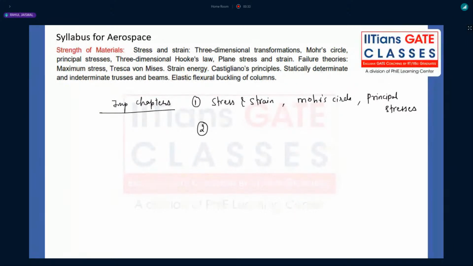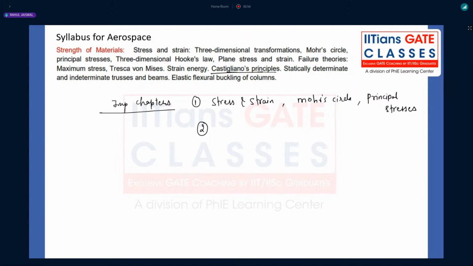Then we'll be having what? Castigliano's principle. Here, Castigliano's principle means what? With the help of Castigliano's principle, we will be able to find the deflections, right? Then once again, we have the statically determinate and indeterminate trusses and beams. And in the last, we will be having what? The buckling of columns, right?